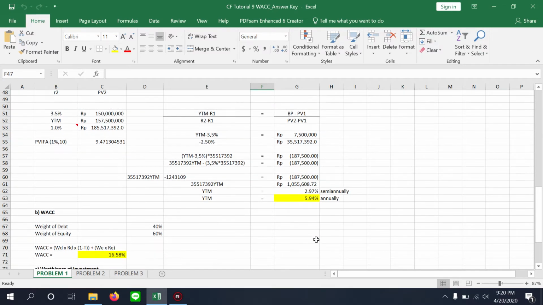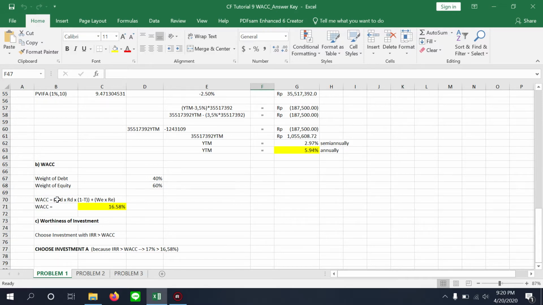For the weighted average cost of capital, the formula is stated here. You can just use it. In the question sheet, they already give you the weight of debt, 40%, meaning the rest will be equity, which means 60%. You use this formula, and you can see here 1 minus t. Why is there 1 minus t in debt? Because debt could give you a tax shield, which actually lowers your cost of capital.